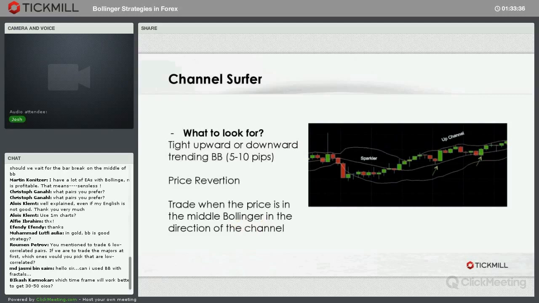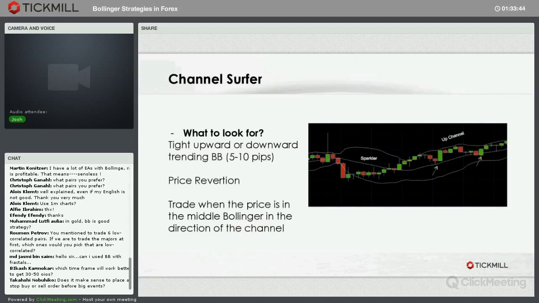I see a question from Rumen Petrov. You mentioned to trade 6 low correlated pairs. If we're able to trade the majors at first, which ones would you pick that are low correlated? Great question. So, Rumen, I trade US dollar, Swiss franc, and I trade breakouts in that.